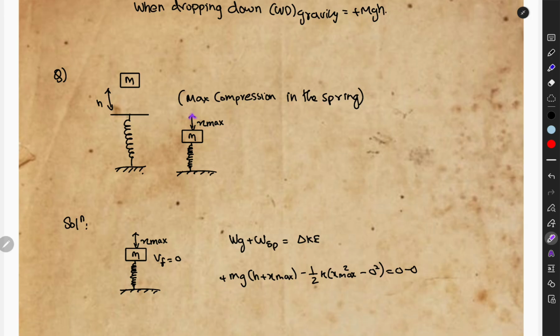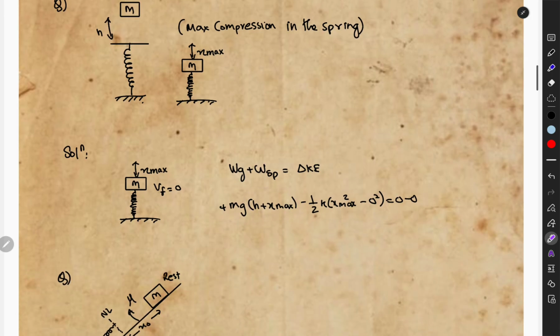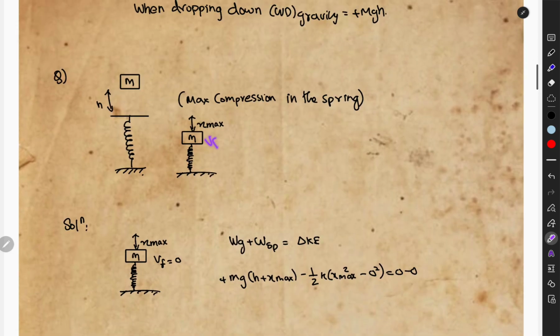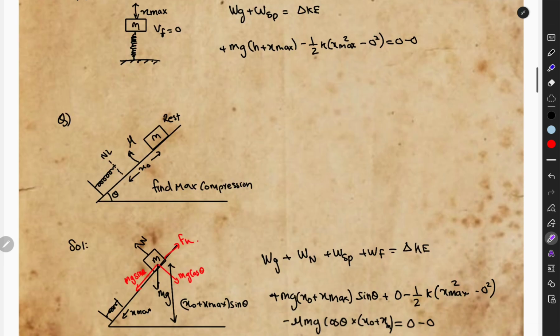If this is x max and this height is already h and the body is here, the work done by gravity will be simply equal to mg (h plus x max), right? So this will be the vertical displacement, which is h plus x max. So minus work done by the spring. It is at the natural length here, so when it goes down it is going to compress by x max. So the compression is x max, x max square, and you can solve the problem. At this point, v final will be equal to 0. Yeah, you can solve this.